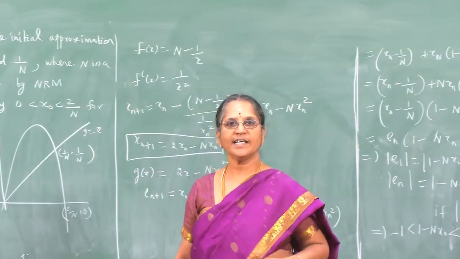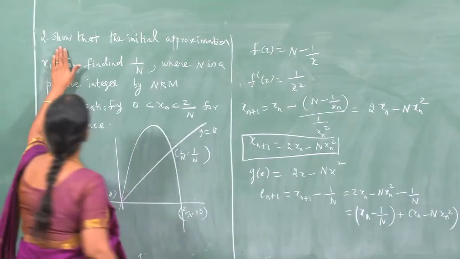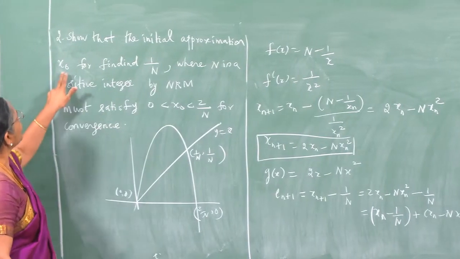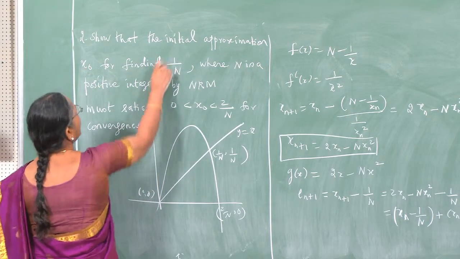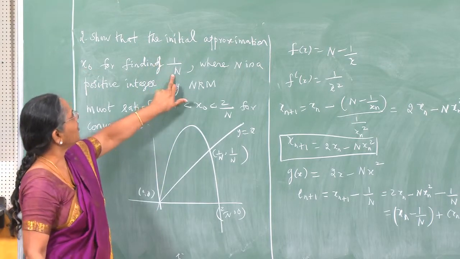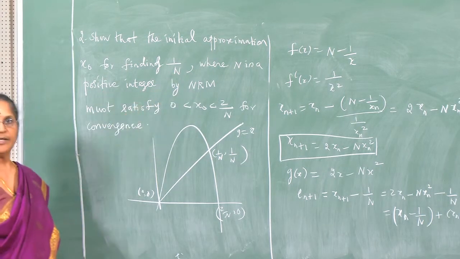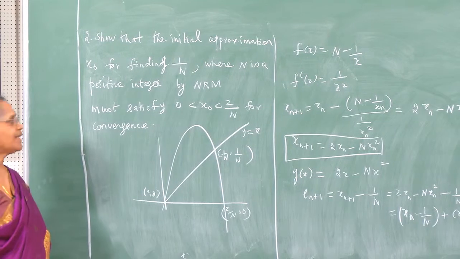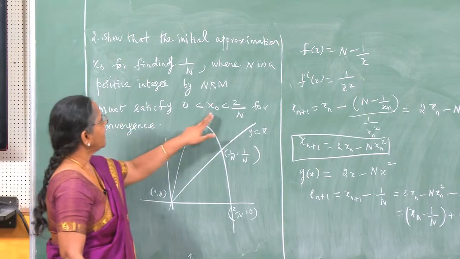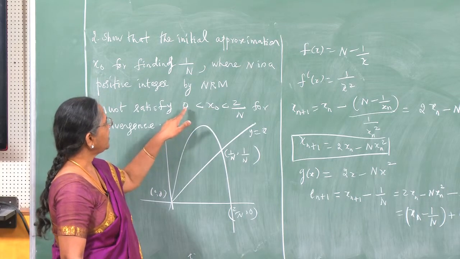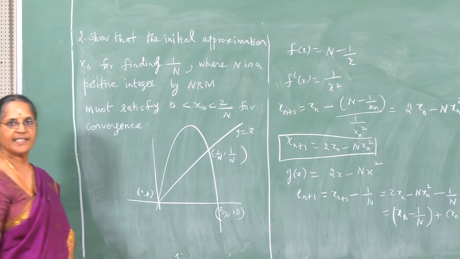Let us now consider the following problem. We are asked to show that an initial approximation x naught for finding the reciprocal of a number n, where n is a positive integer, by Newton-Raphson method must satisfy the condition that x naught should lie between 0 and 2 by n for convergence.